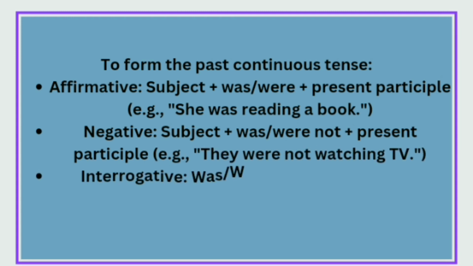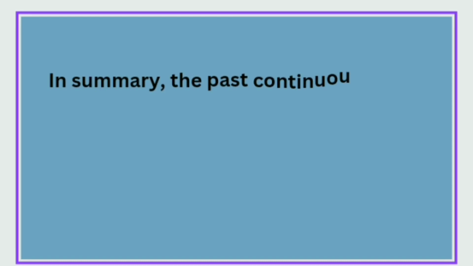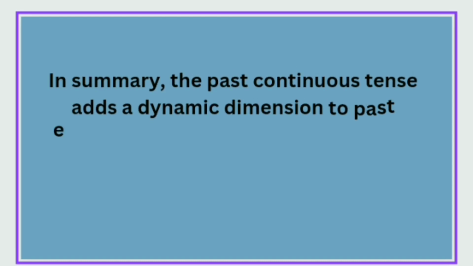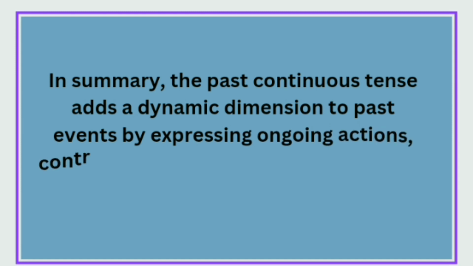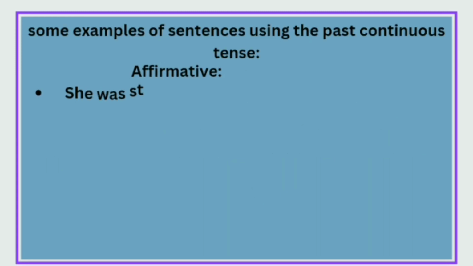To form the past continuous tense: Affirmative, subject plus was or were plus present participle, e.g., "She was reading a book." Negative, subject plus was or were not plus present participle, e.g., "They were not watching TV." Interrogative, was or were plus subject plus present participle, e.g., "Were you sleeping?"